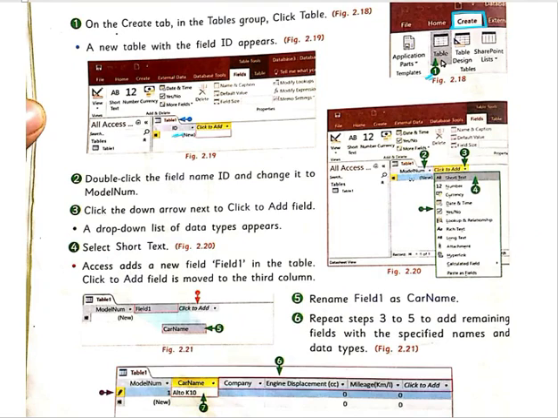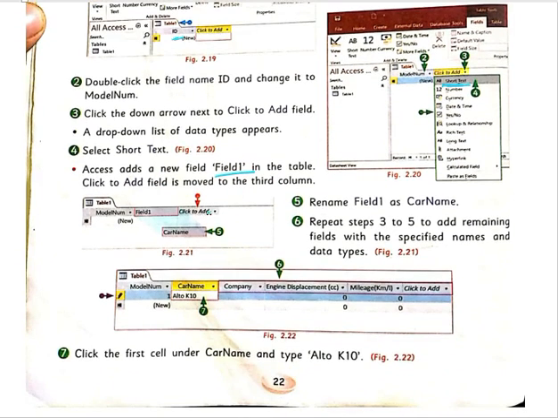Next you have to click on Short Text. So this will be our short text. Access adds a new field. Your name will be Field 1 in the table, and Click to Add is moved to the third column like this. You can rename the field, and you have to write it as car name. Repeat steps 3 to 5 to add the remaining fields also. We can repeat the same steps to add names for other data types.